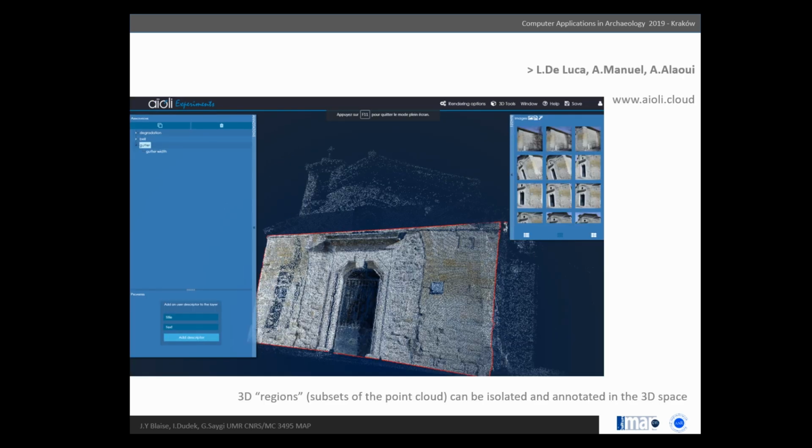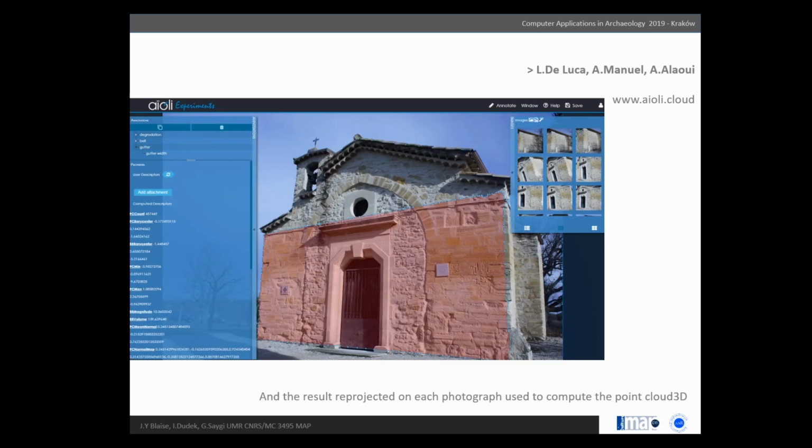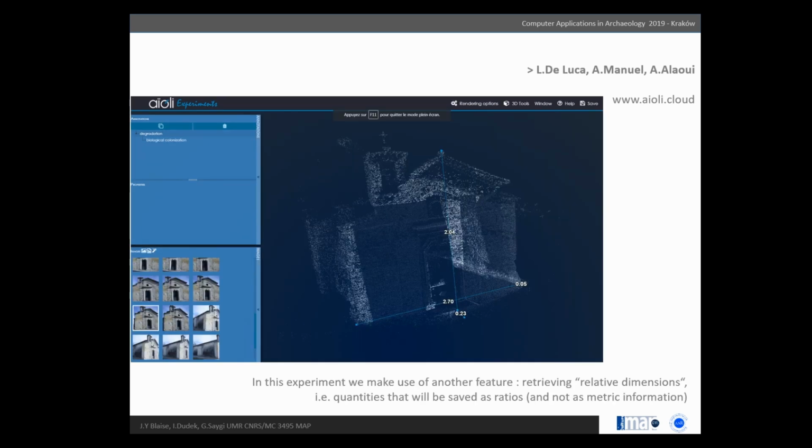So, using that application, you can outline 3D regions inside the subsets of the point cloud, and then reproject on the initial photographs the region that you have outlined. But this is not the service we have used. We have used another one. In this experiment, we make use of another feature, retrieving relative dimensions, quantities that will be saved as ratios, not dimensions, relative ones, before the scaling of the 3D model.